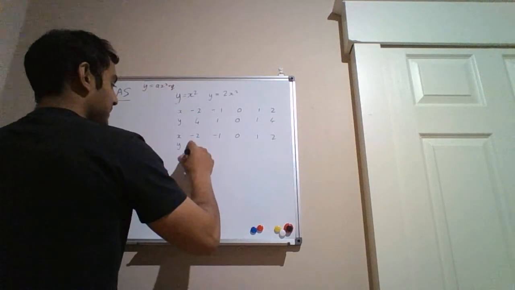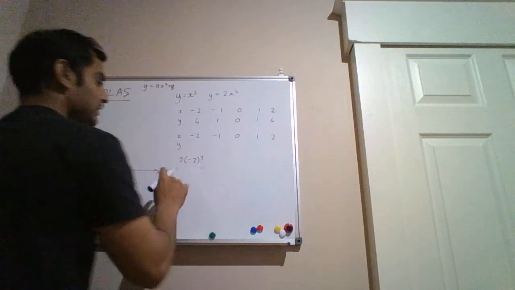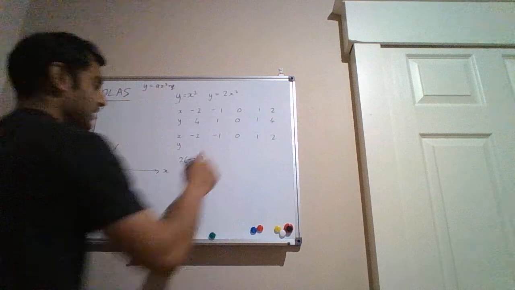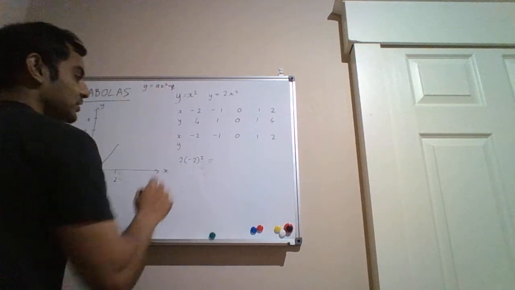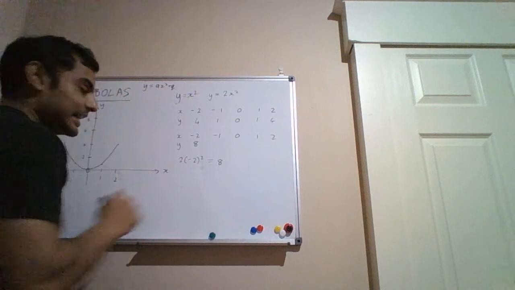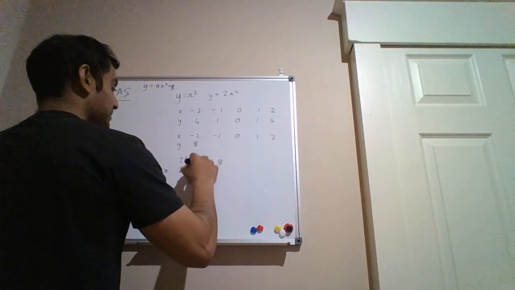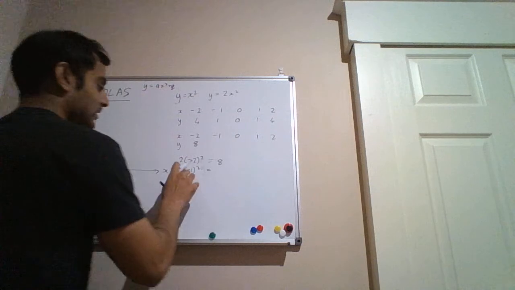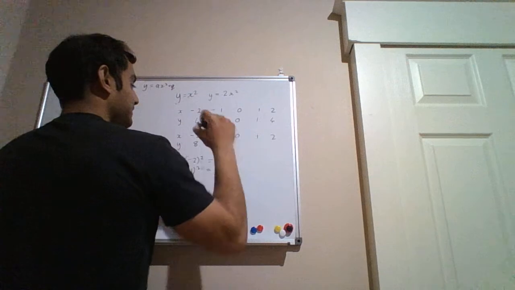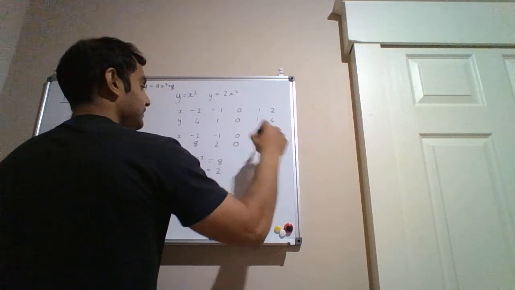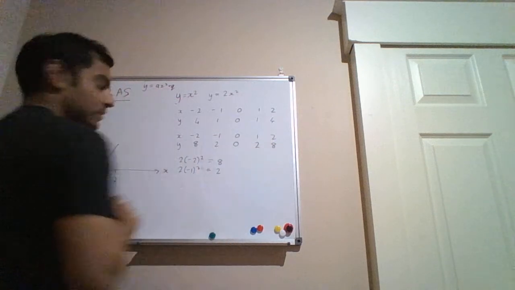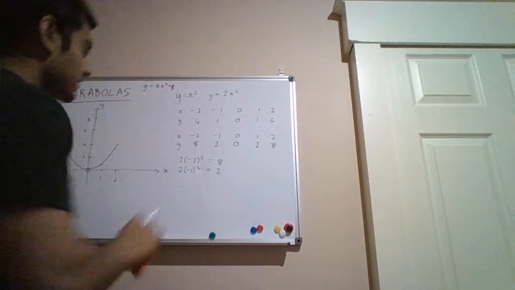So for the first point, minus 2, it's 2 times x squared, so it's 2 times minus 2 squared. Minus 2 squared is 4, times 2 is 8. For the next point, we have 2 times minus 1 squared. Minus 1 squared is 1, times 2 is 2. And continuing for the remaining points, we get 0, 2, and 8. So now let's plot this.